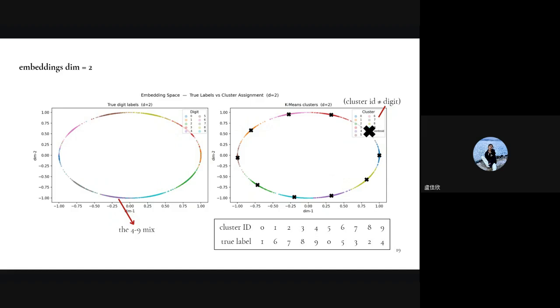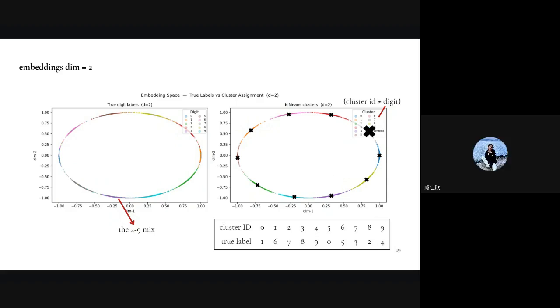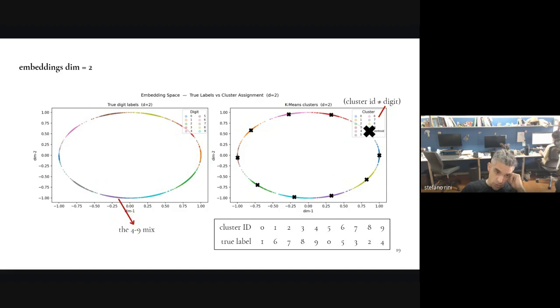Wait a second. Why are they in a circle? Did you restrict the embedding to be unit norm? Sorry, why are the points on a circle? Why are the points just drawn on a circle?